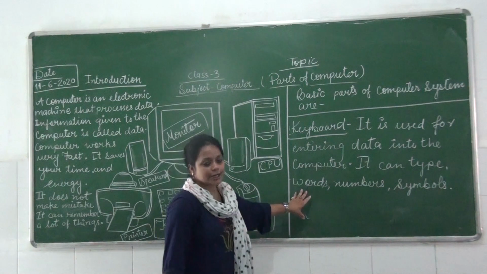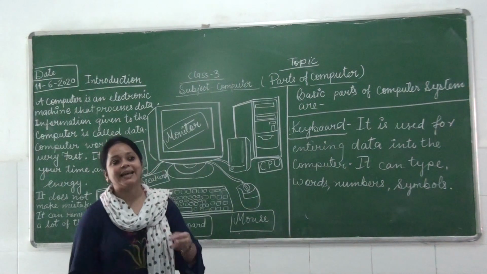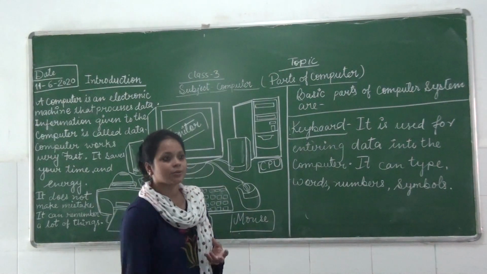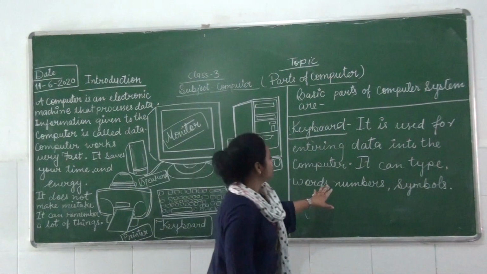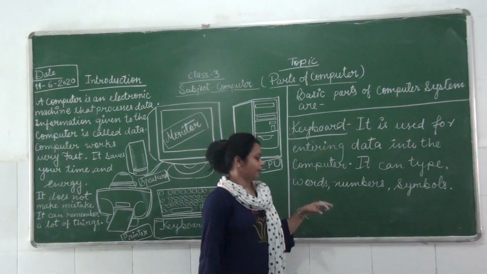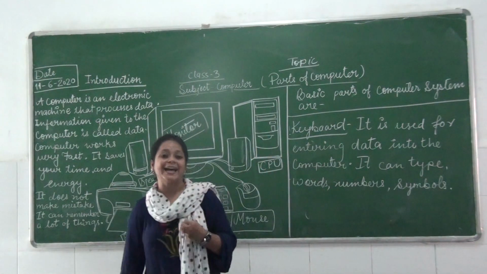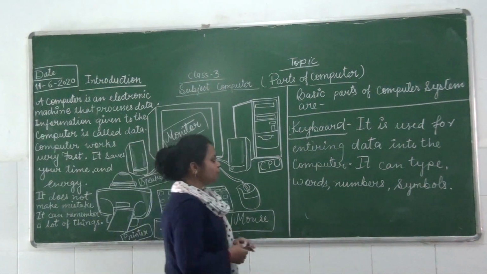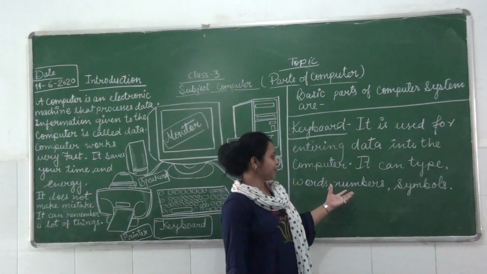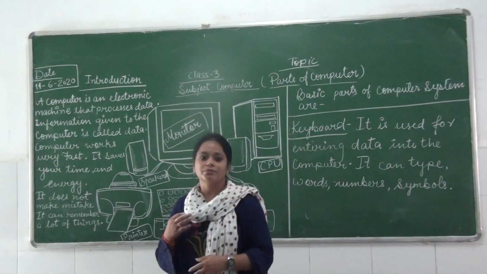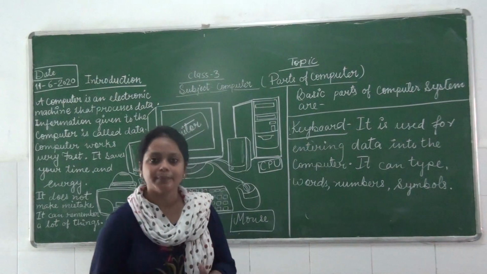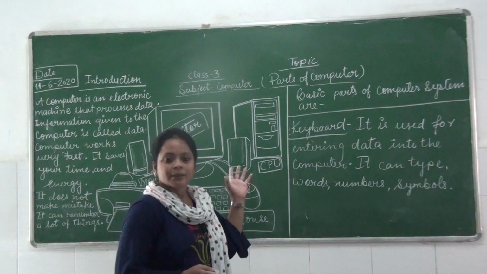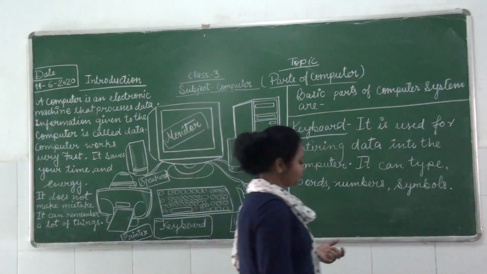Words, for example, when we are going to write an essay, an application or a speech. Numbers means whatever calculations we have to do, add, subtract, multiply, whatever we do with numbers, we feed into the computer. And symbols, as we see in Androids in our system, we have to type on the computer using the keyboard.